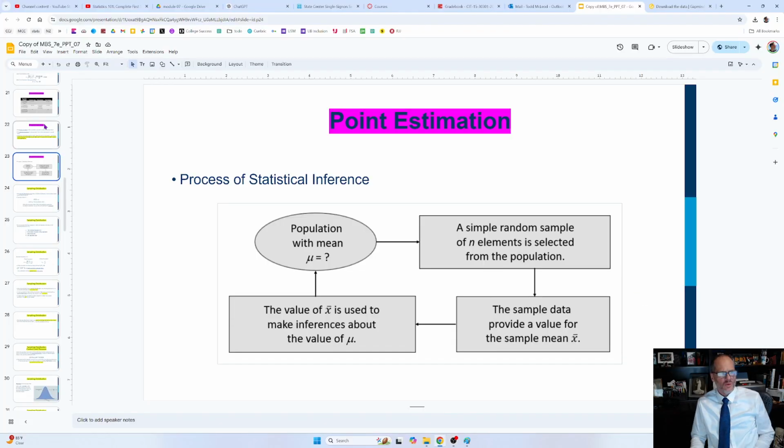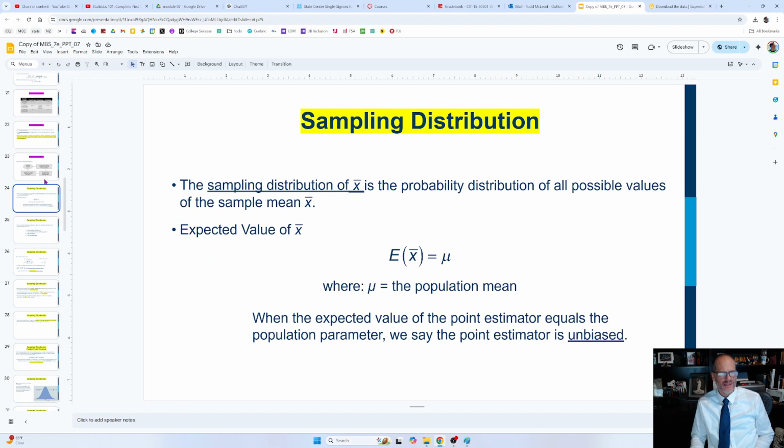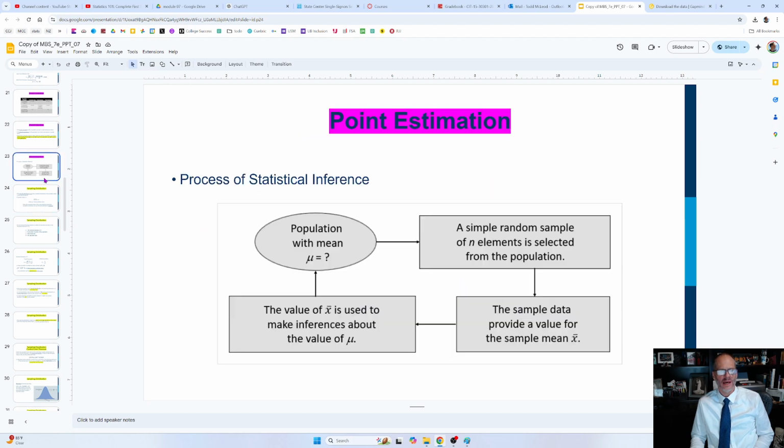Welcome back. There's one more slide I want to share with you about point estimation. Then we're going to get into the sampling distribution of our point estimators and of a point estimate, X bar in particular, and we're going to see an example of that. That can all sound like Greek, but hopefully at the end of this video it makes sense.